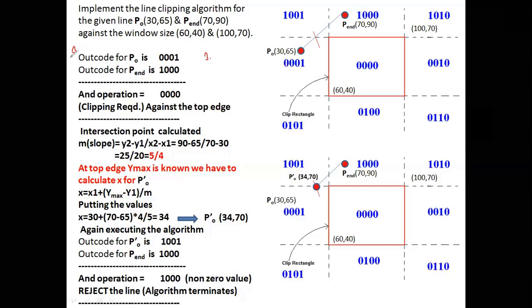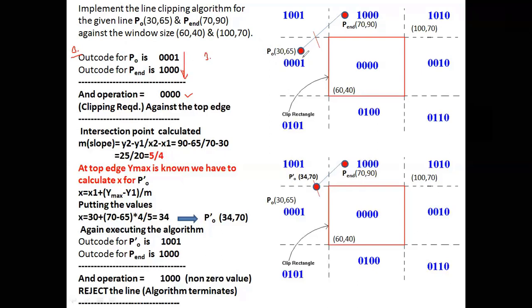That is the third step. So output for P naught is 0. This, so AND operation performed, that yields 0. If it has given a non-zero value, then we can say that the line is completely residing outside the visible region. Okay, but in this case, when we have followed the procedure of the Cohen-Sutherland clipping algorithm, we have got the resultant after applying the AND operation between these.